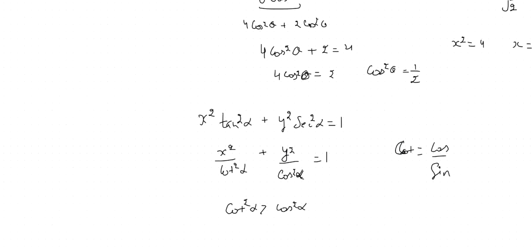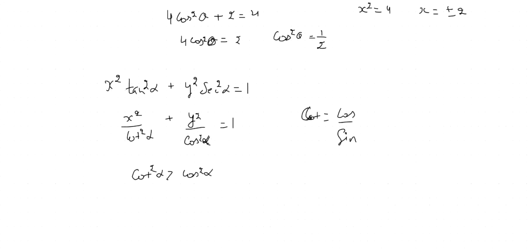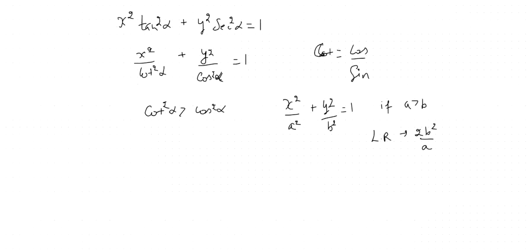Okay. So we know for x square by a square plus y square by b square is equal to 1, if a is greater than b, then the length of latus rectum is 2b square by a. So here also the length of latus rectum will be 2 cos square alpha by a, where a is cot alpha, and for length everything is taken positive.